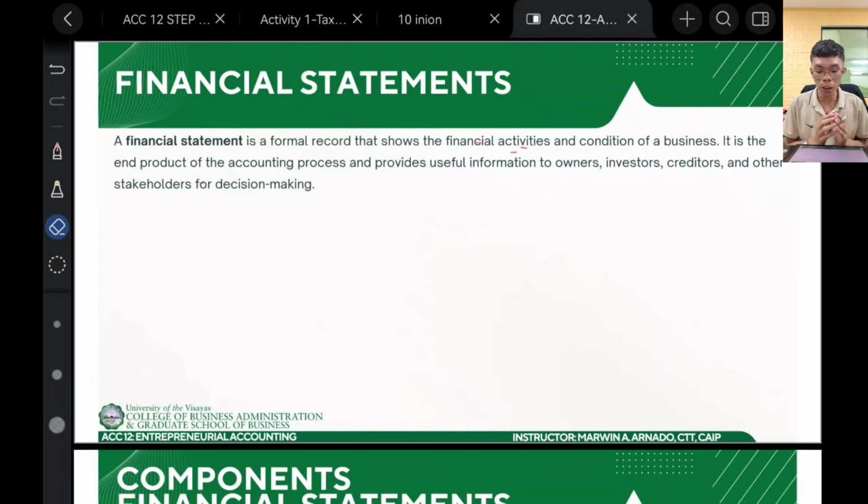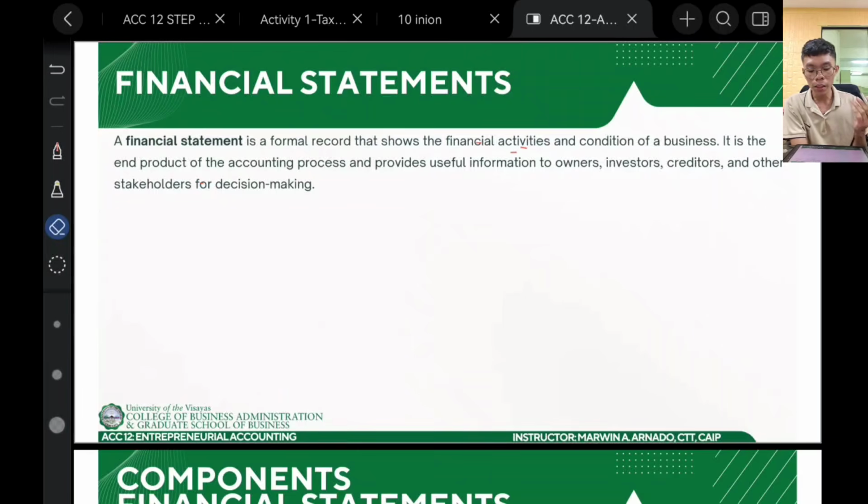In this video discussion, we will be discussing the financial statements. In the previous video discussion, you have already learned how to create an adjusted trial balance. This time, we will be using the balances from your adjusted trial balance in the preparation of financial statements.